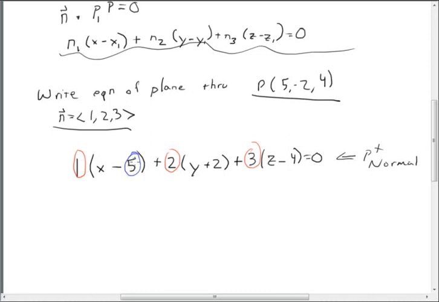and this is the negative of the point. So negative of the point, and this, of course, is the normal vector.